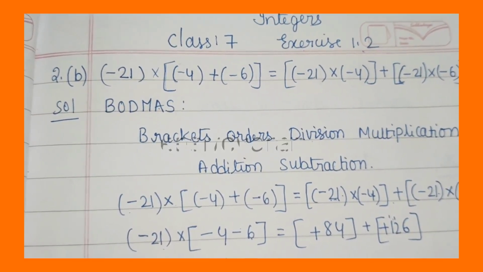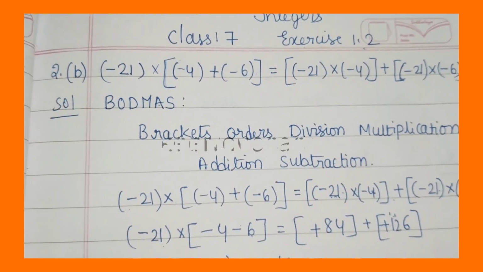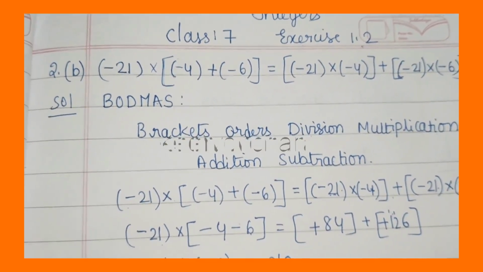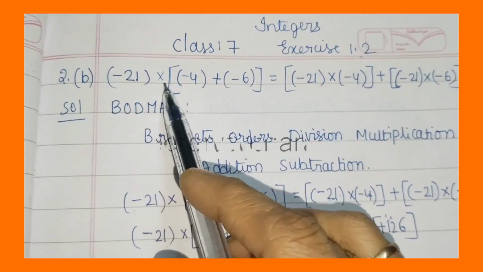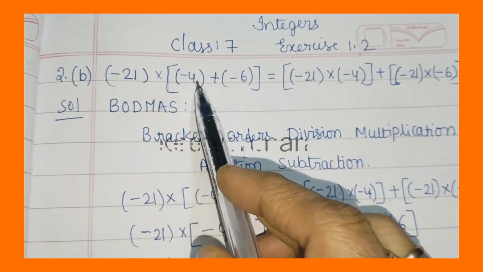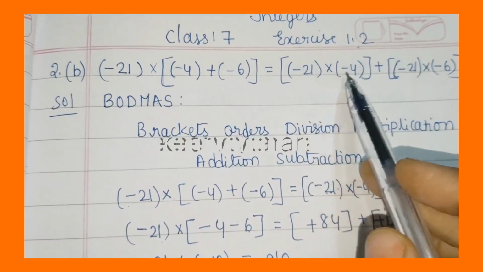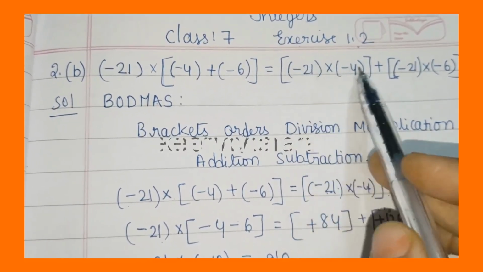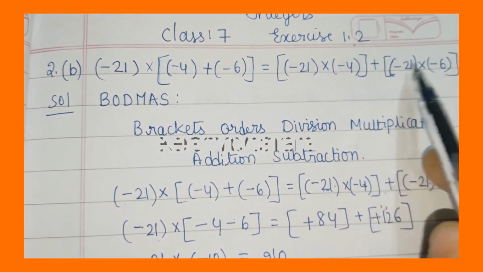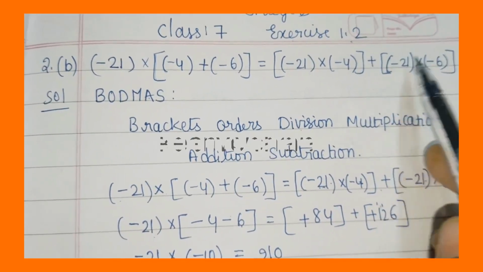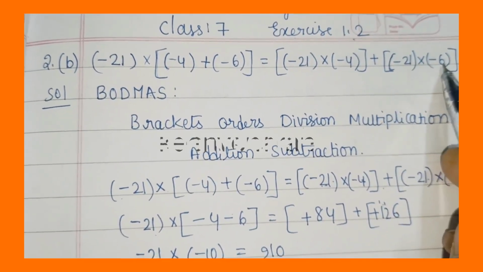I am here today to explain integers, Class 7, Exercise 1.2, second sum, that is minus 12 into [minus 4 plus of minus 6] is equal to [minus 21 into minus 4] plus [minus 21 into minus 6], these are within brackets.